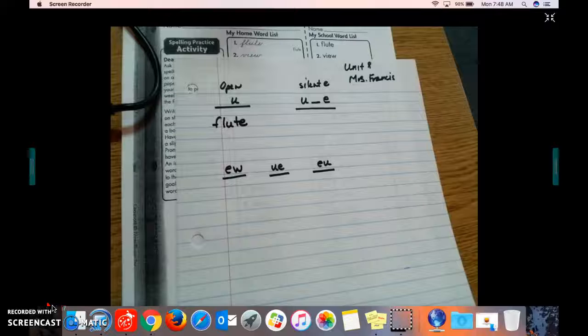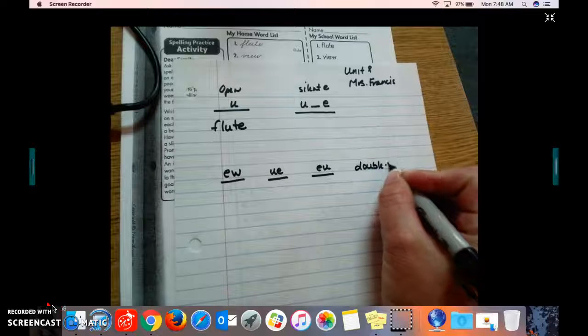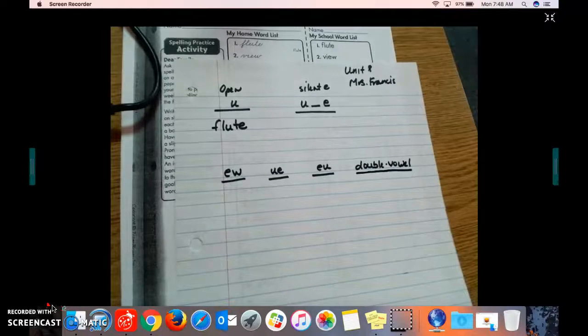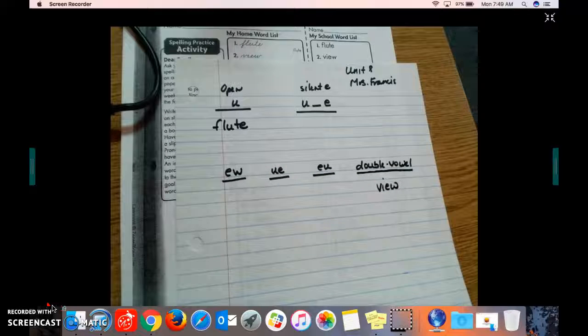Okay? The next word in my spelling pattern is the word view. Now you'll see that if you look at your notebook paper, you don't have a pattern that matches that. So we are going to add the double vowel, because we know that the double vowel pattern is one of the syllable patterns that we have been learning. And then we are going to add the word view right there.